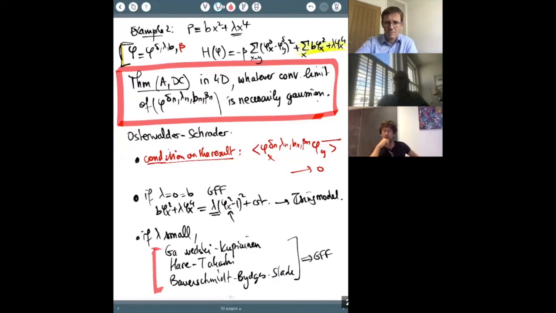In the last part, lambda small, what happens in D larger or equal to 5? You also get Gaussian free field convergence. But there it's even simpler. D equals 4 is a much more interesting regime where you are going to get logarithmic corrections and things like that. Roland Bauerschmidt knows much better than I do about these things. But you also converge to the GFF.